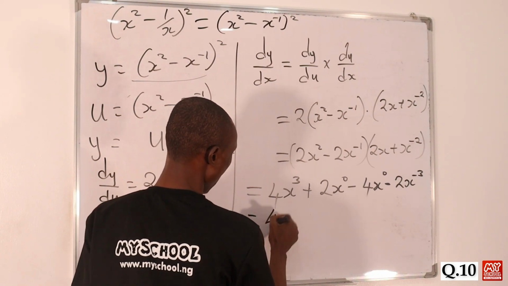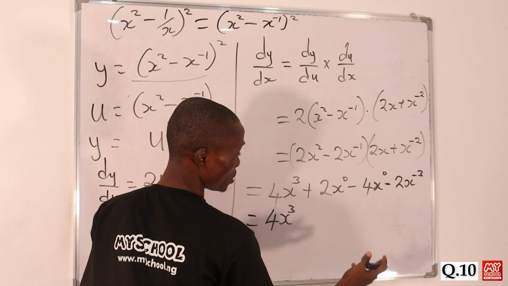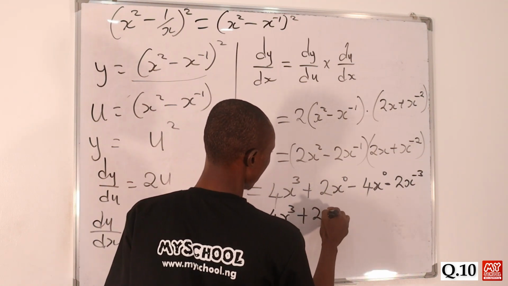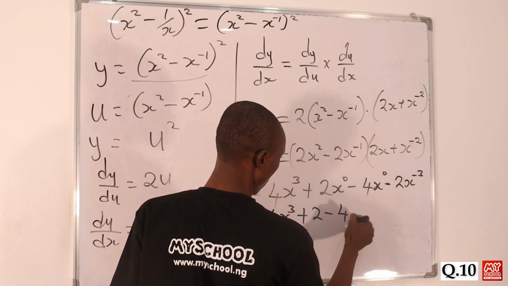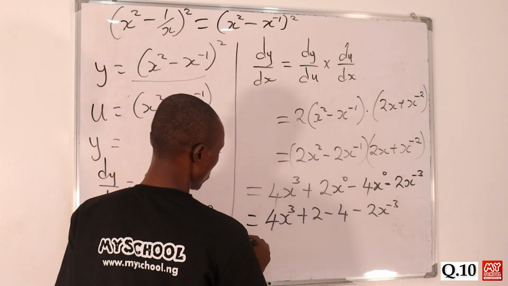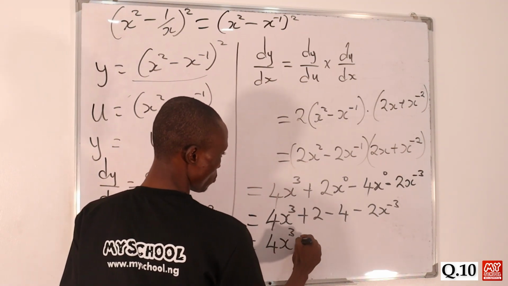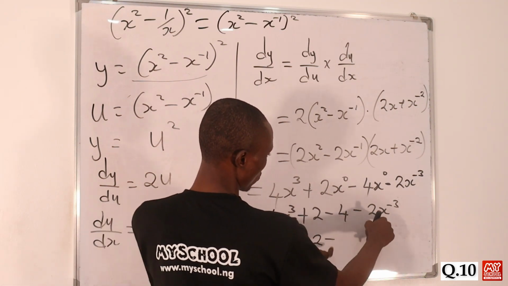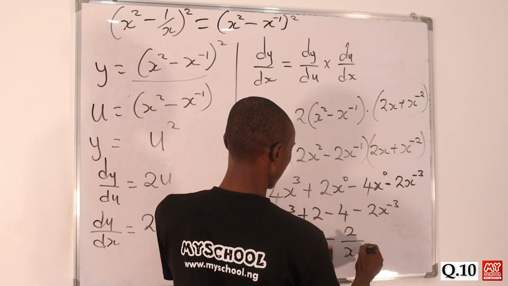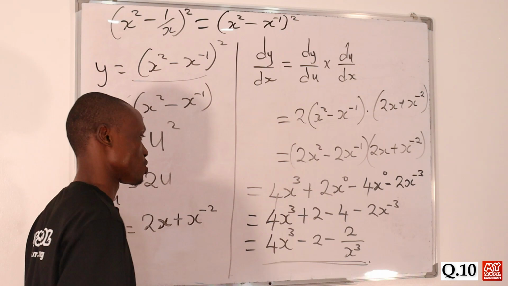So you'll be having 4x raised to power 3. Then of course anything raised to power 0 is 1, right? So 2 times 1 is 2, so you'll be having plus 2, then minus 4, then minus 2x raised to power minus 3. So at the end of the day we'll have 4x raised to power 3, then minus 2, then minus, of course, let's put this in the proper form, 2 all over x raised to power 3. Okay, so this is the answer to this question.